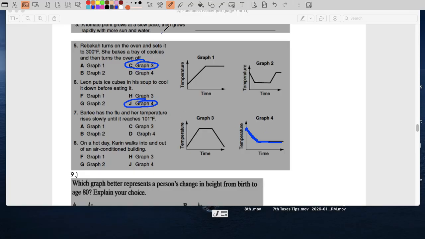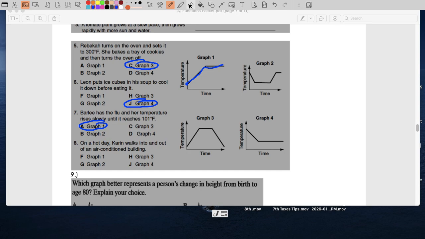Barley has the flu, so her temperature should be high. Her temperature rises slowly until it reaches 101. Okay, so she has the flu. And then it reaches 101 and it stays at 101. So that would definitely be graph 1.